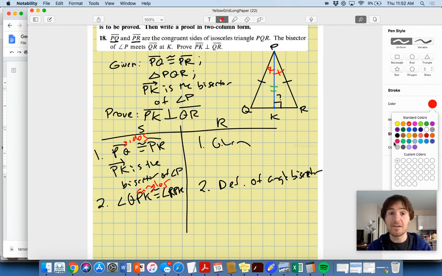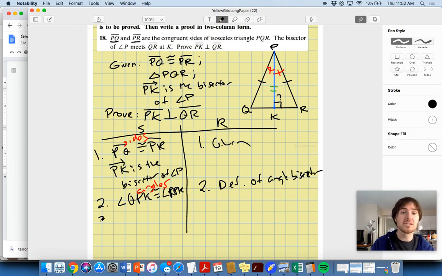Okay, the way we're going to get there is through SAS, because again, we have a side, we have an angle, and we can prove that that side is congruent to that side, because they're the same, right? You're not going to just say they're the same in a proof. You have to say the reflexive property. You got to know your reasoning down here, the accepted reasoning. So segment PK is congruent to segment PK.